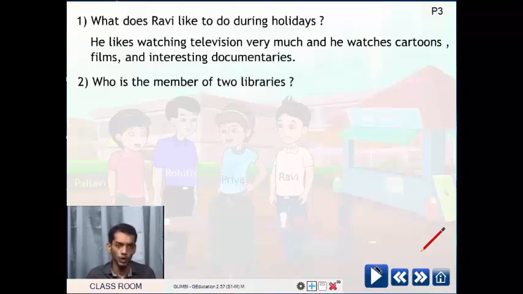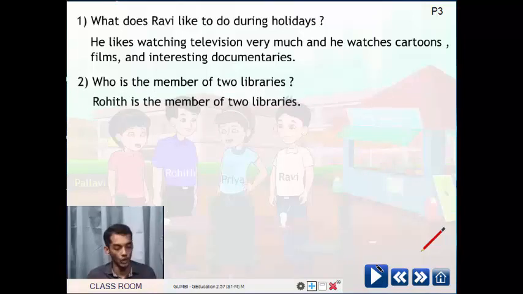Who is the member of two libraries? What is the answer? Sir, is it Rohit? It's okay, but could you put it in a sentence? Rohit is a member of two libraries. Very good. Rohit is the member of two libraries.